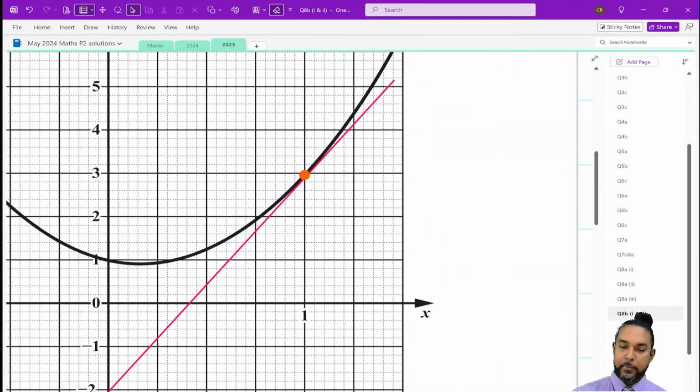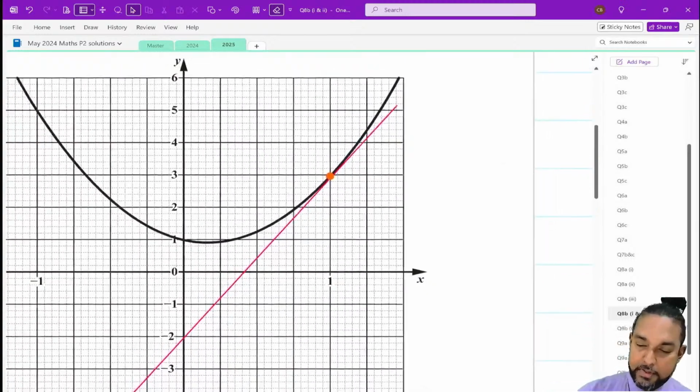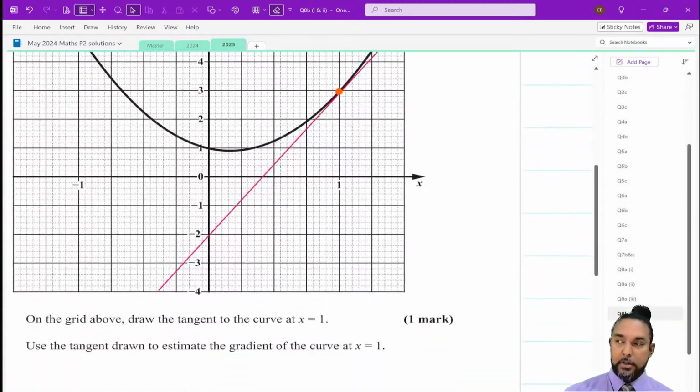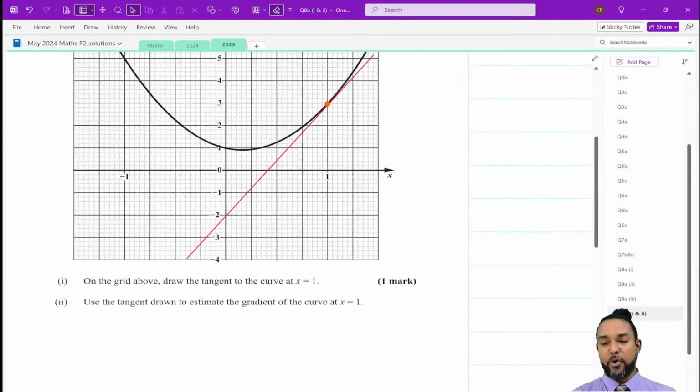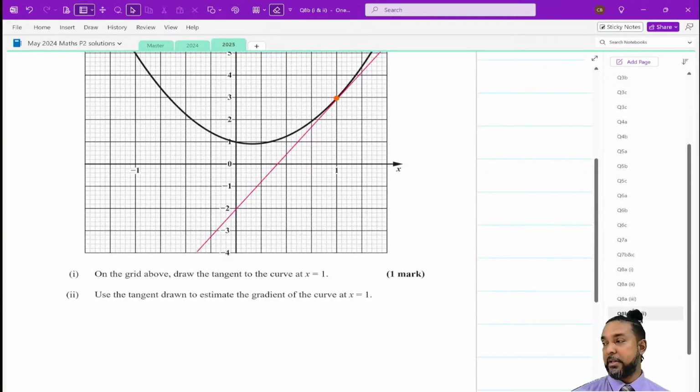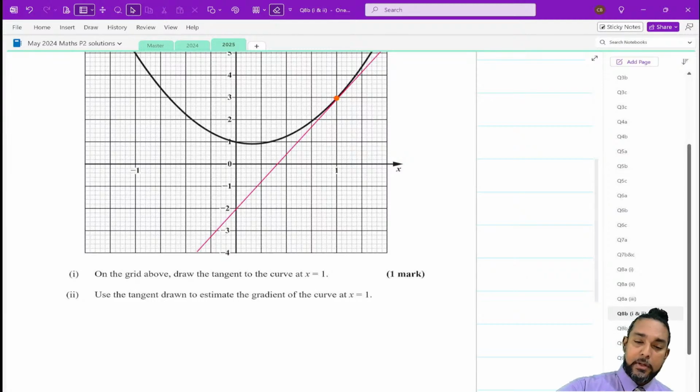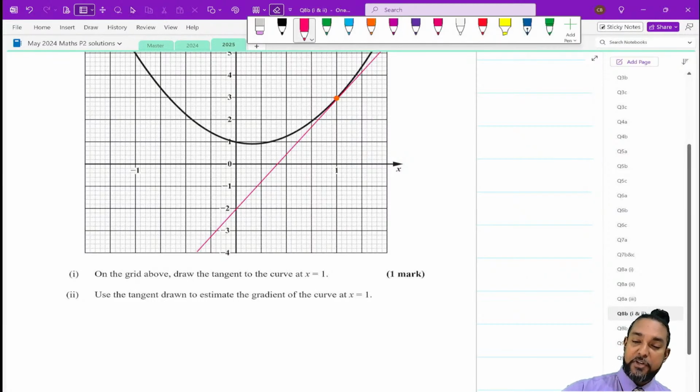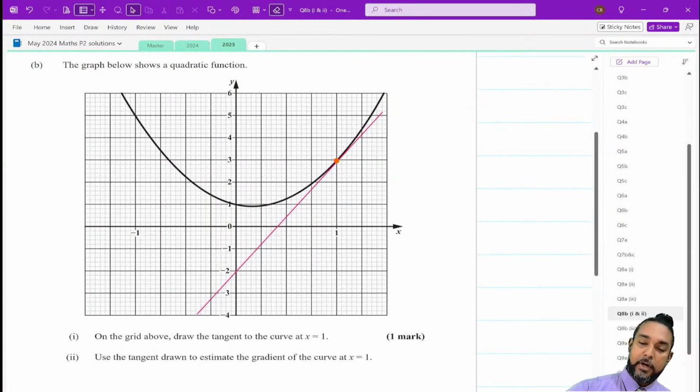Yeah, okay. Now, the question then says, use the tangent drawn to estimate the gradient of the curve at x equal to 1. This is not something they normally teach in maths, to be honest. This is normally something you'll see in add maths, specifically calculus, differentiation. So you all know how to find the gradient of a straight line, right? That's m. What's m again? y2 minus y1 all over x2 minus x1.